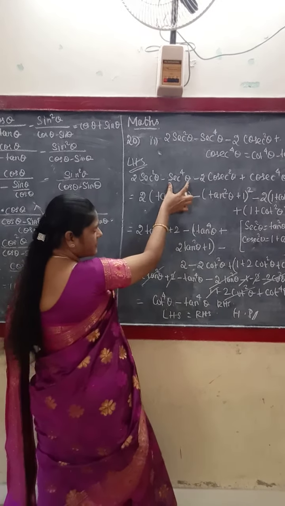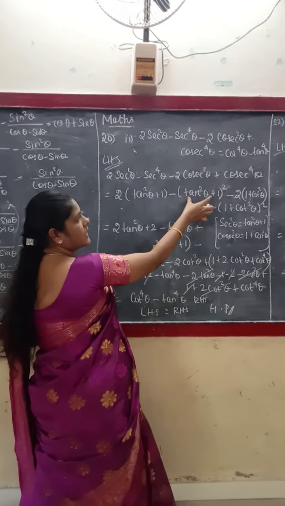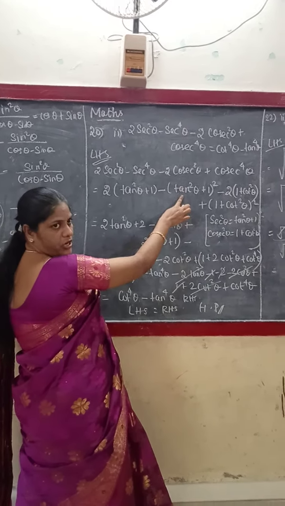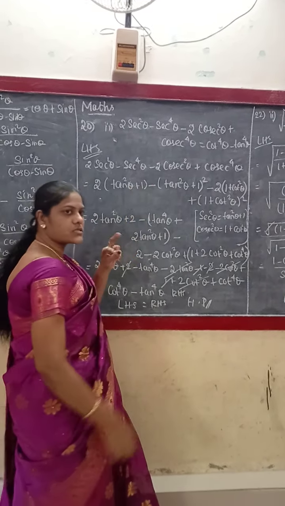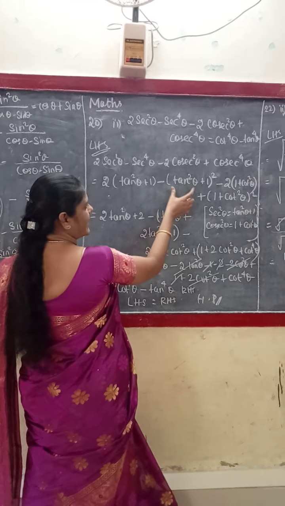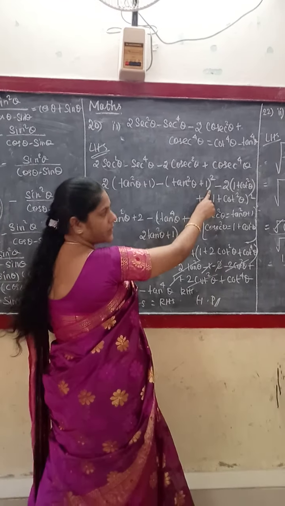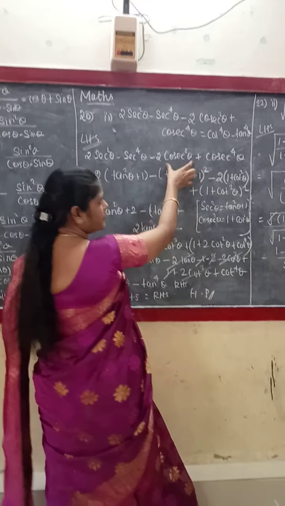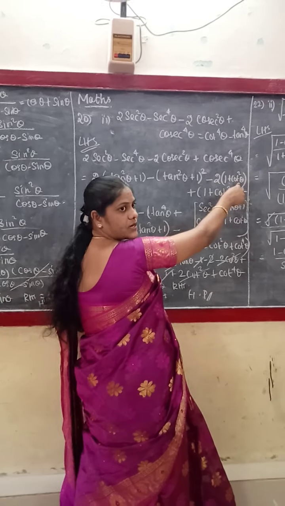Minus of, instead of this, we apply the square formula. Here we have power 4, so the square will come 2 times. So tan square theta plus 1, the whole square. Minus 2 into, what is the formula for cosecant? 1 plus cot square theta.